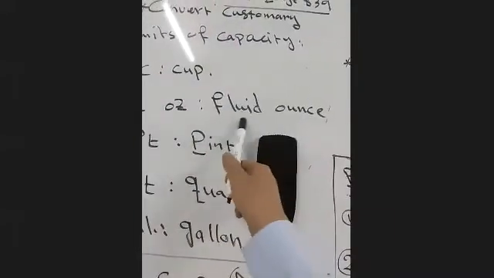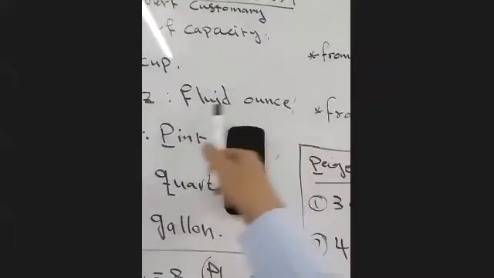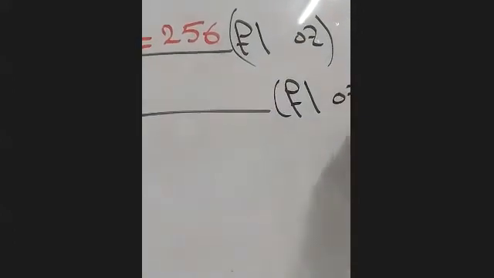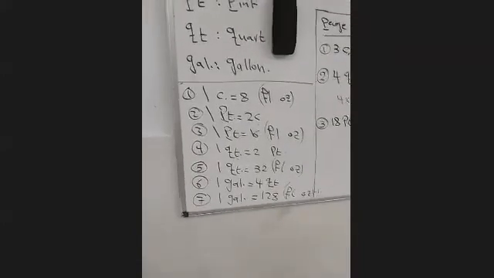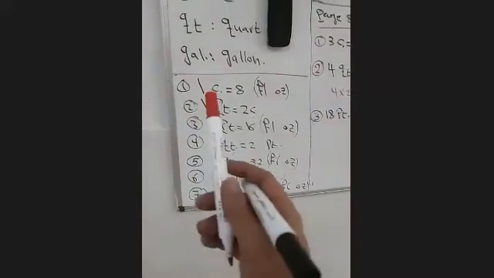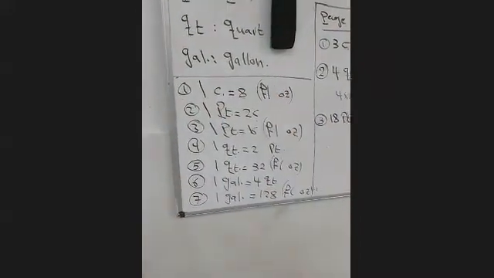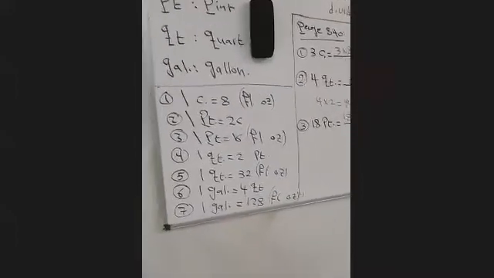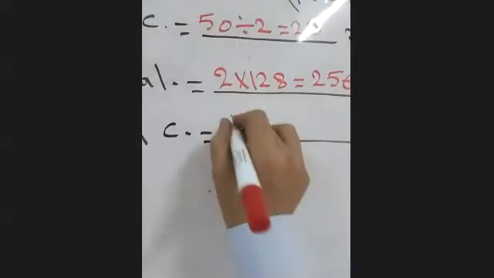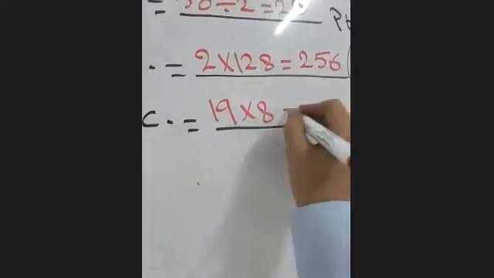19 cup in a fluid ounce. FL means fluid, OZ means ounce. Do we have a formula between the cup and the fluid ounce? Yes, the first one. I want to turn it from cup to fluid ounce. What do I do? 19 multiply 8. Exactly. From bigger to smaller, we multiply by 8. So here I'll multiply 19 by 8.